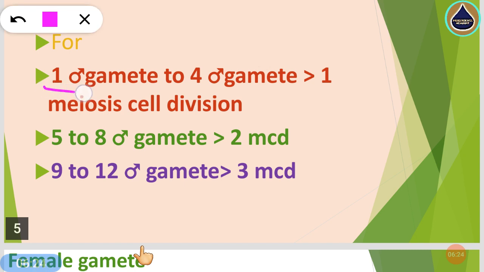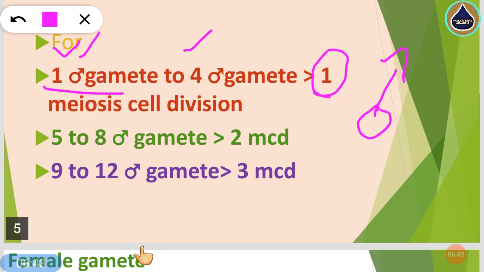that for one male gamete, this is the sign of maleness, it is indicated by this sign. Male is indicated by this sign in the science faculty. So for 1 to 4 male gametes, only one cell division is needed. It means one meiotic cell division gives 4 pollen grains, and each pollen grain converts into one male gamete. So by one meiosis cell division, one pollen mother cell converts into 4 male gametes.